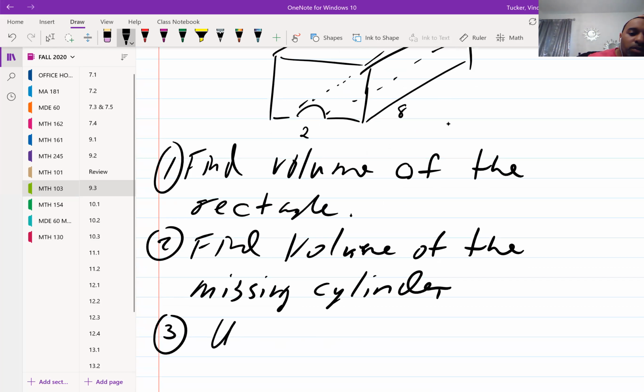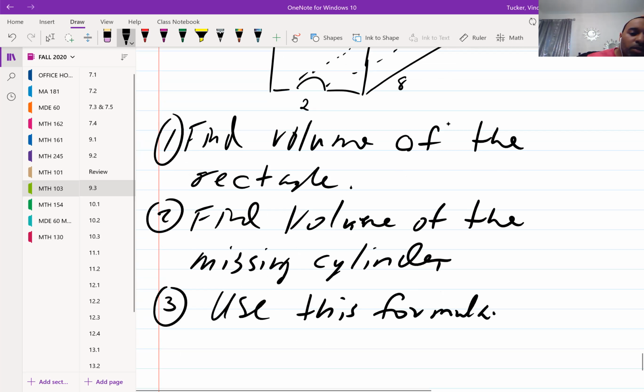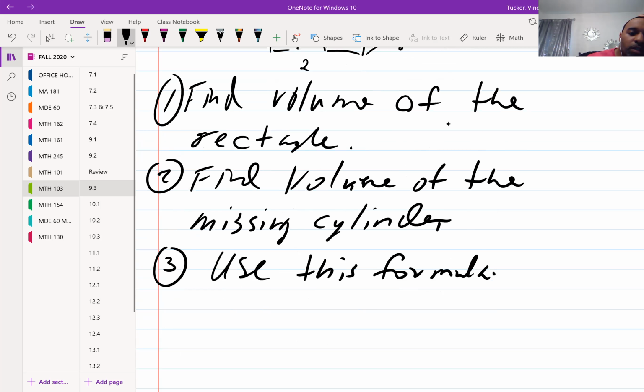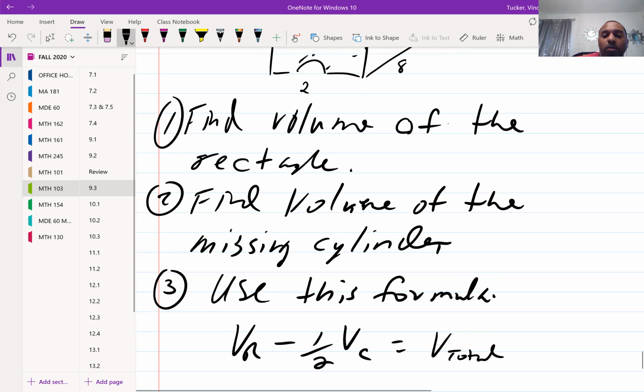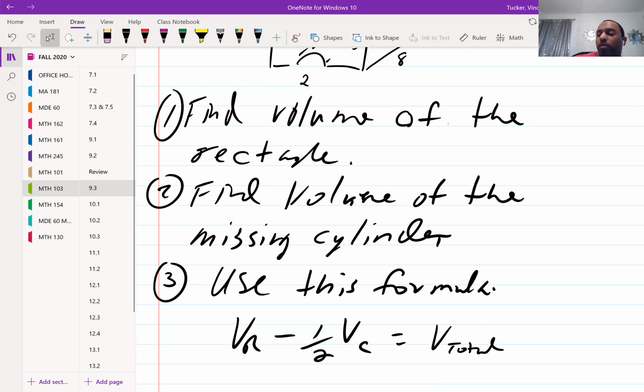So you take the volume of the rectangle minus 1/2 the volume of the cylinder. So that's how we'll do it. Volume of the rectangle minus 1/2 volume of the cylinder, and that will equal the total volume.